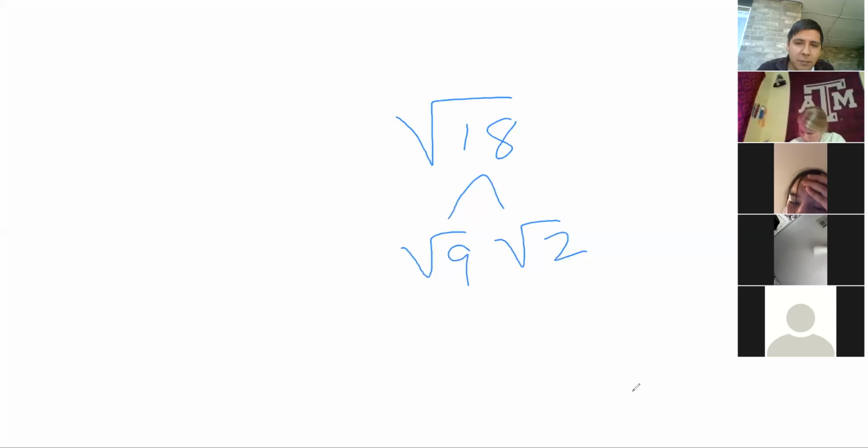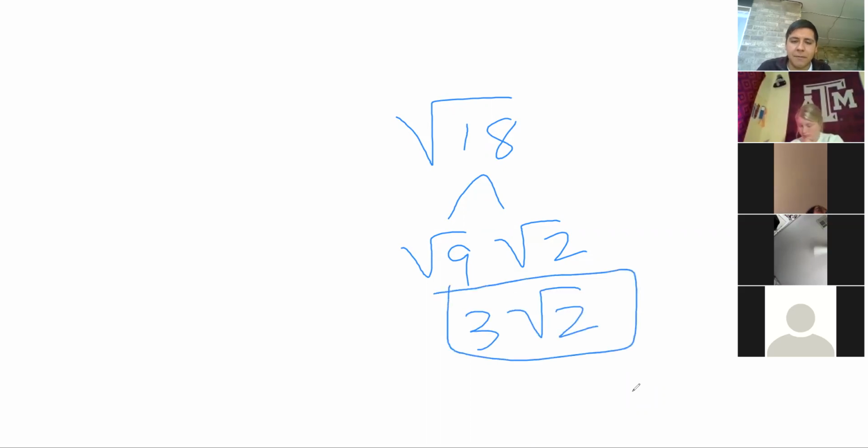So all we did was just split it into two different square roots, right? That is still the same thing as saying 9 times 2, which is 18, right? But this time we can take the square root of 9, which is what? 3. And then we leave our square root of 2 there, and that's our simplified version, right? 3 square root of 2. Yes. Okay?